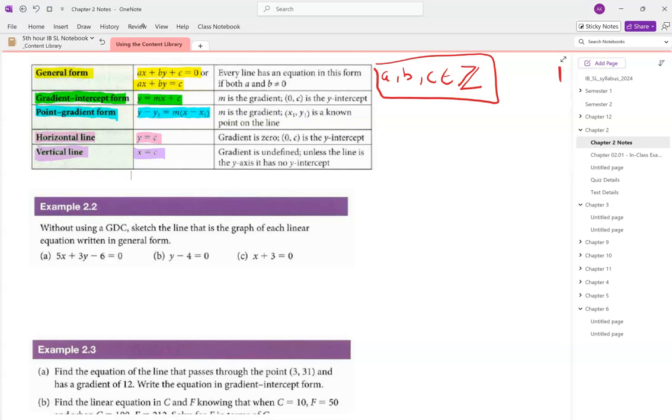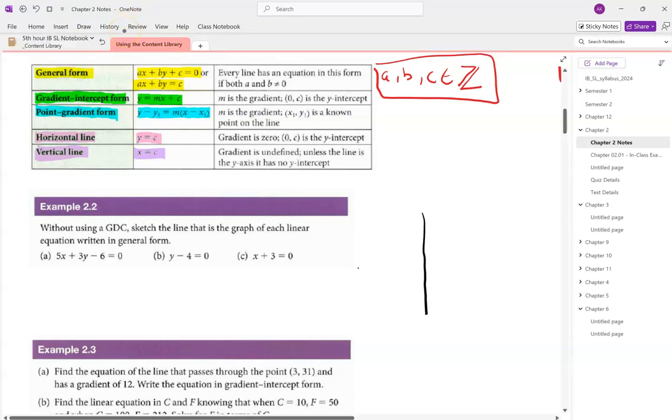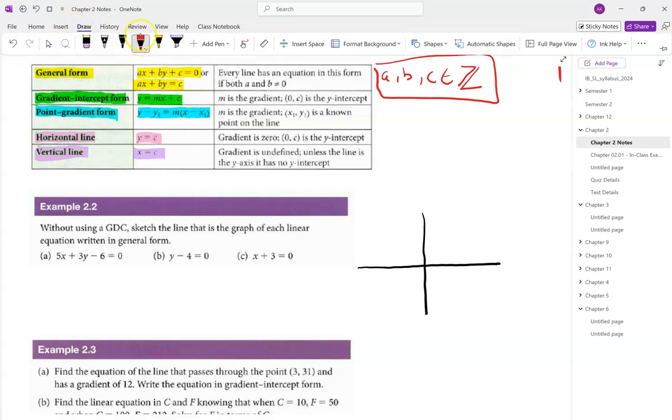So if we want to, without using a calculator, sketch the line for each linear equation. So if I'm going to sketch a line, how many points do I need on that line? 2. Great. What for A, what 2 points do you want to find? Okay, so you need to find an x and a y, sure. So can somebody tell me an xy that satisfies this equation?